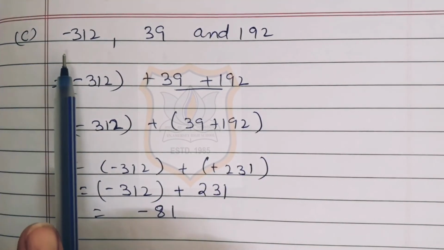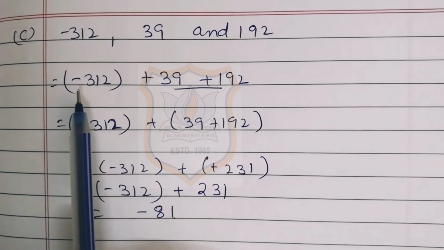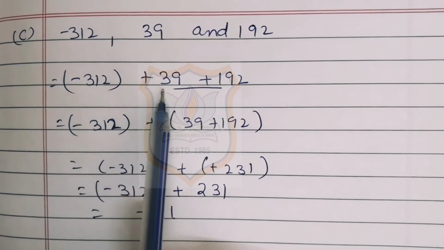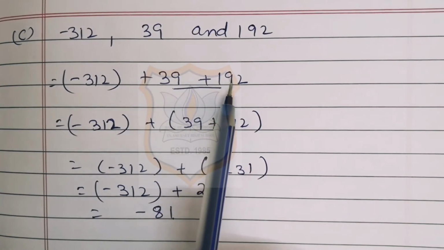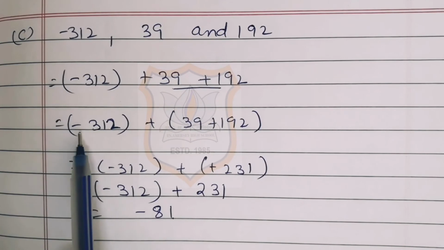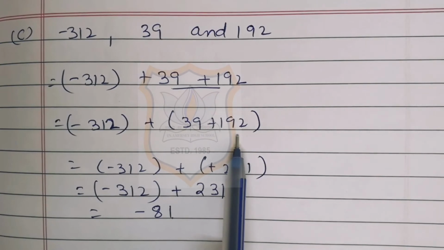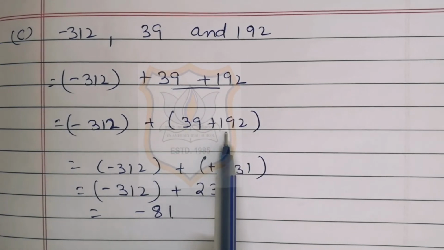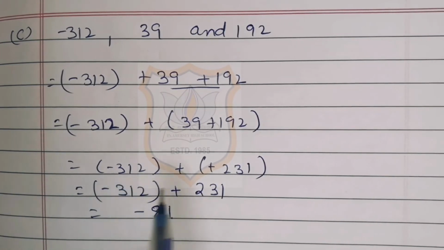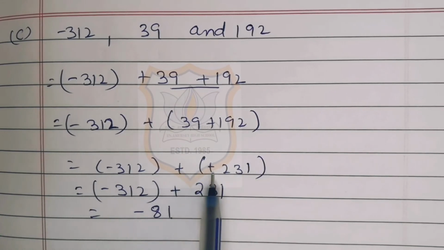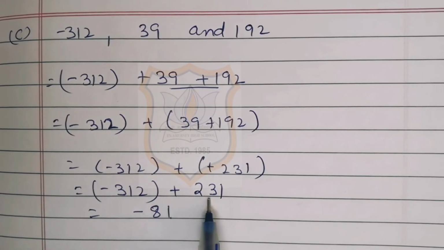Now C part, minus 312, 39 and 192. So first we will write down as minus 312 plus 39 plus 192. First we have to solve the mathematical operation of these two integers. First we will write minus 312 as it is. In the bracket we will write 39 and 192. By adding 39 and 192 we will get 231. So now minus 312 plus 231, plus is plus. So we will write here as minus 312 as it is plus 231.